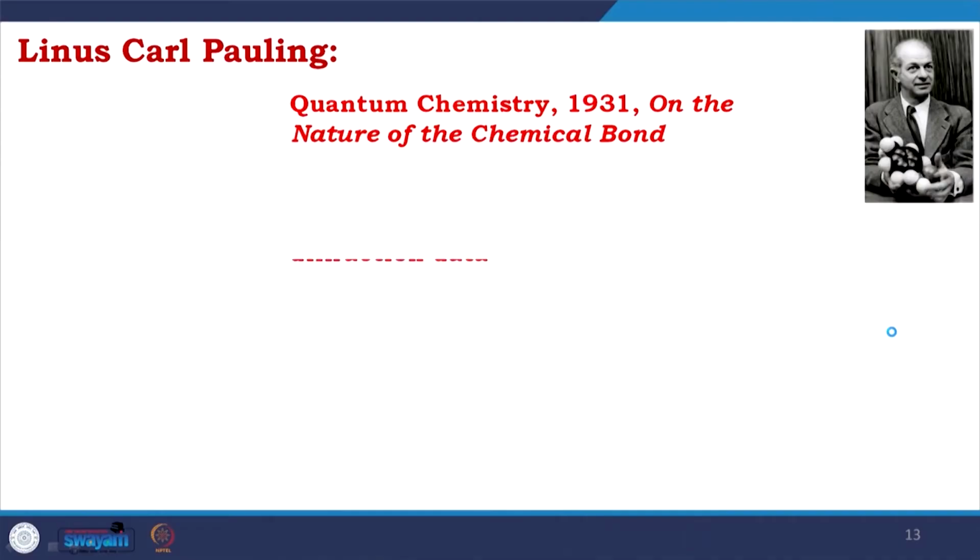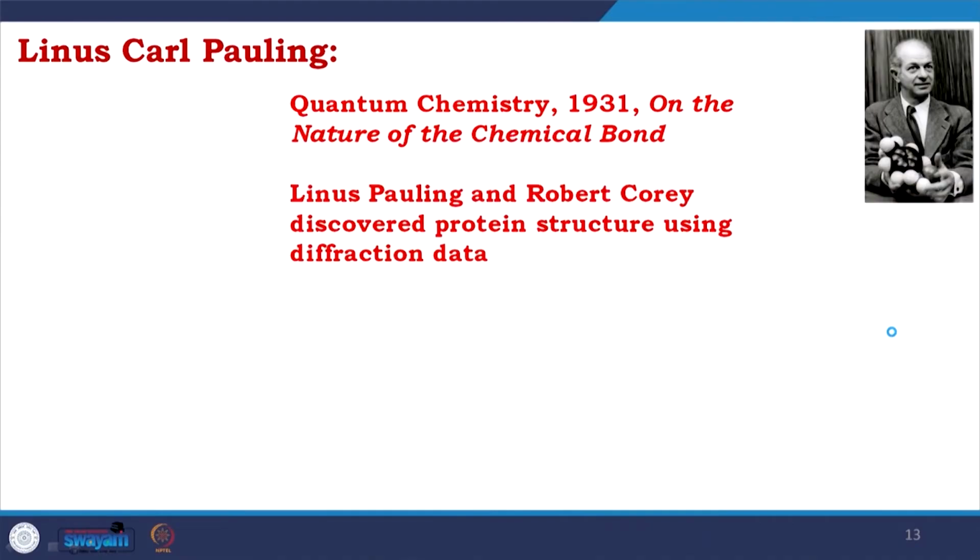If singly that would be a contribution from one scientist, they would be happy enough. But Linus Pauling then, along with Robert Corey, discovered the protein structure using diffraction data. He was awarded the Nobel Prize for this work.